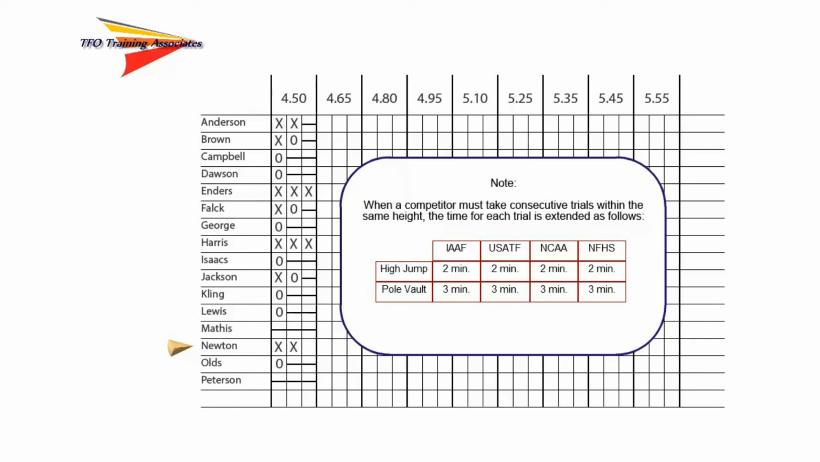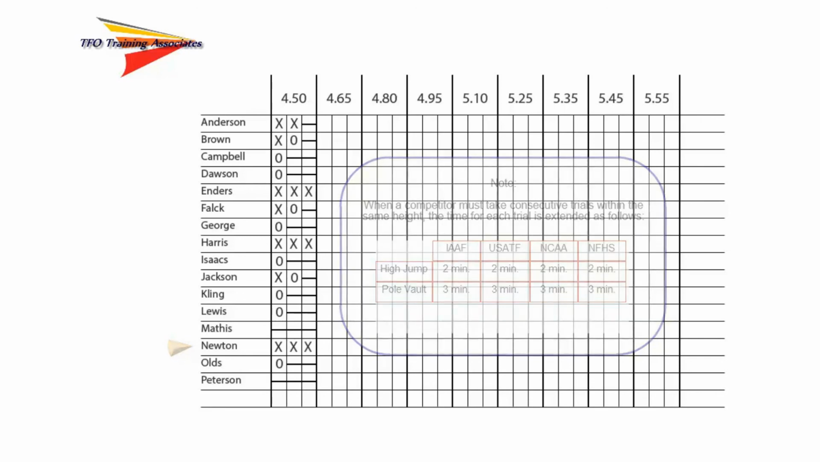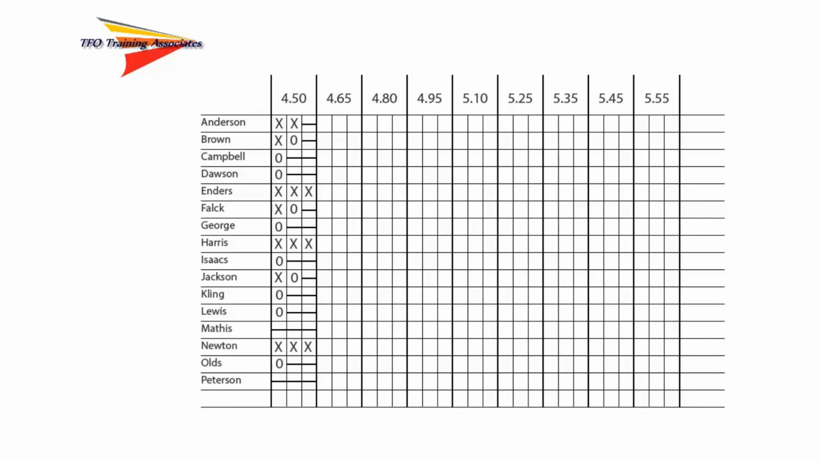In the case of the pole vault, this period would begin once the bar is placed and the standards are set. After the allotted time, Newton fails on his third attempt. Jumping is concluded at 4.50 meters. The bar is now raised to the next height, 4.65 meters, and the order of jumping is reset. Since we have 13 competitors remaining at this height, we return to 5 alive and number the athletes as shown.